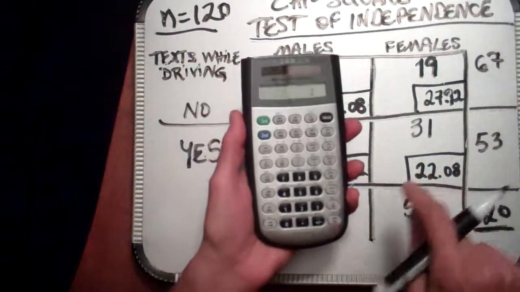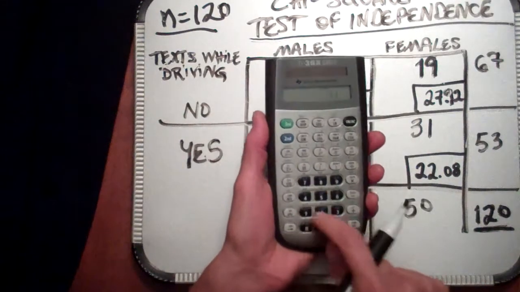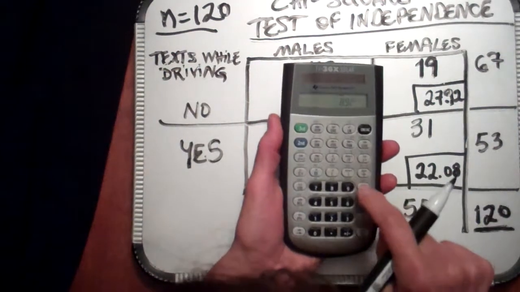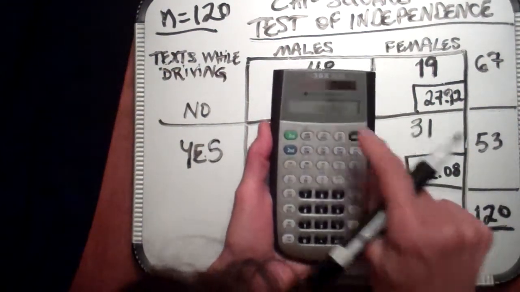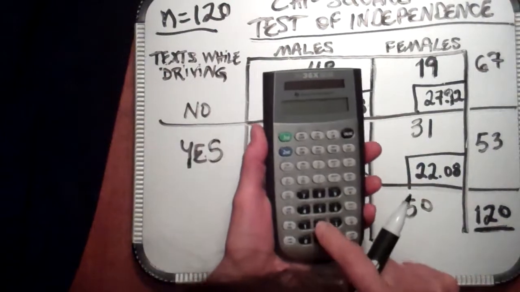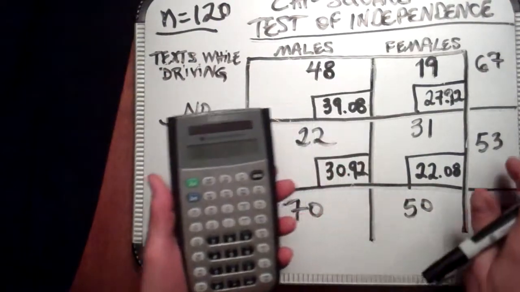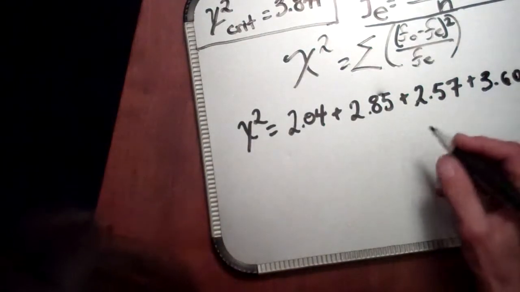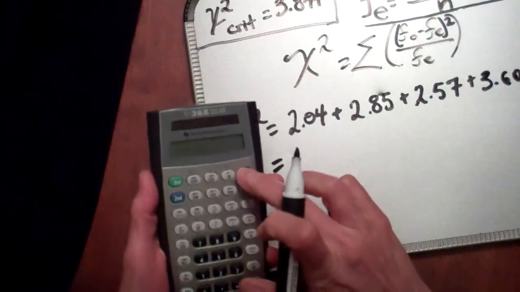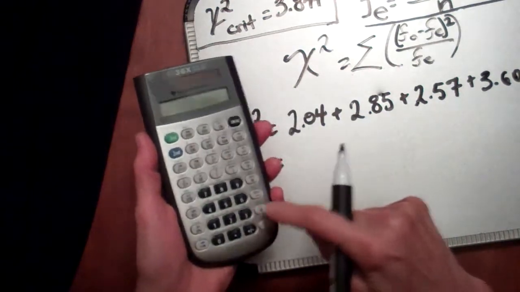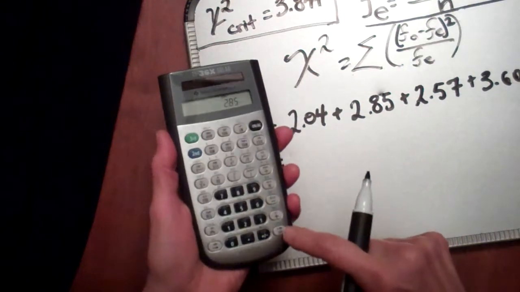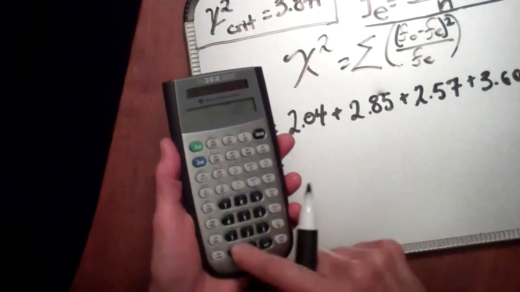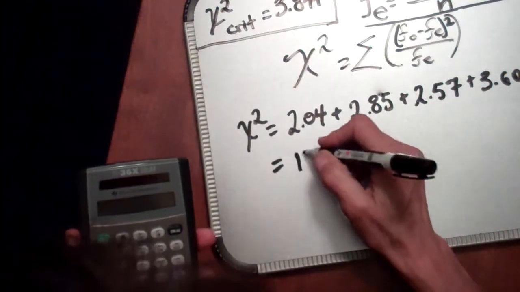What do you think the numerator of this one is going to be? 31 minus 22.08 is 8.92, squared, 79.56, divided by 22.08. Here we get 3.60. Okay, now if we add up those numbers, we get 2.04 plus 2.85 plus 2.57 plus 3.60, which equals 11.06.